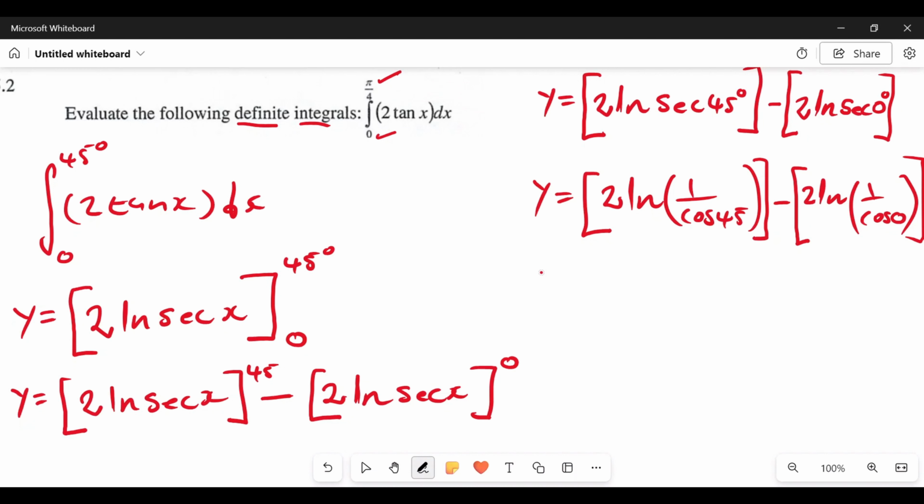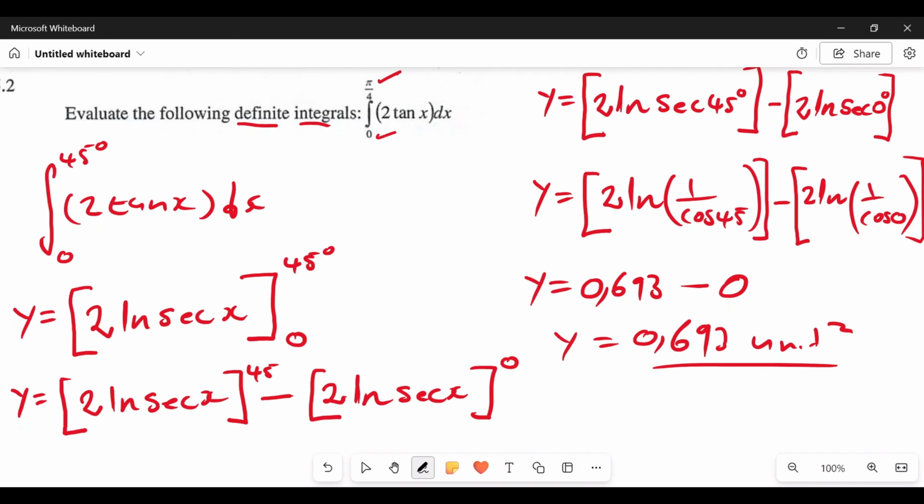Now you can use a calculator. When you use a calculator, the first bracket is going to give you 0,693. And then the lower limit is going to give you 0. So our answer for this question is going to be 0,693 unit square. Usually we answer this with unit square.